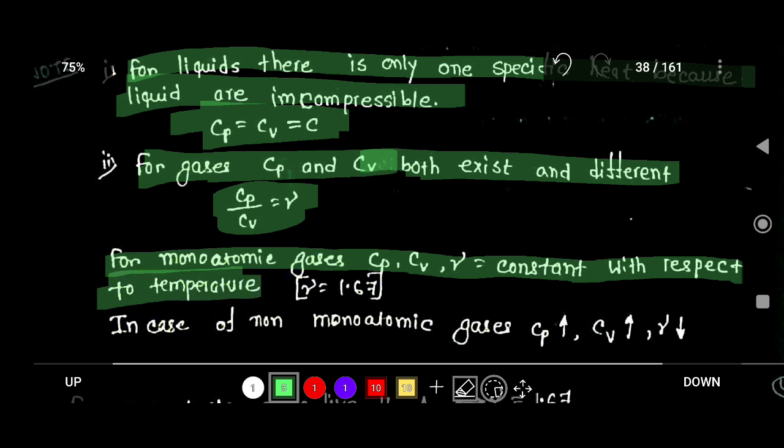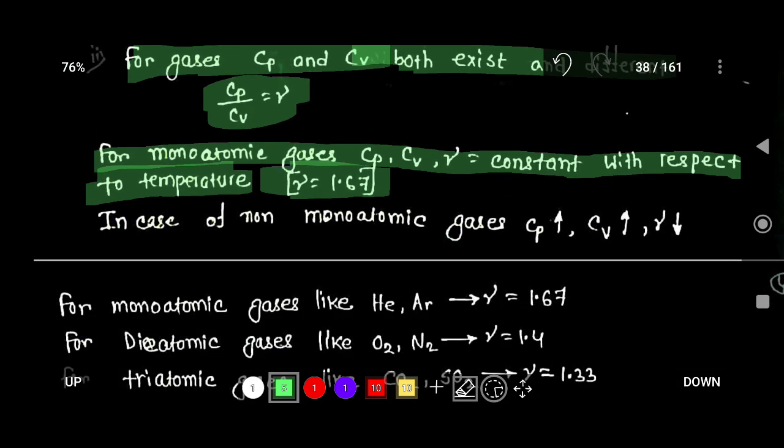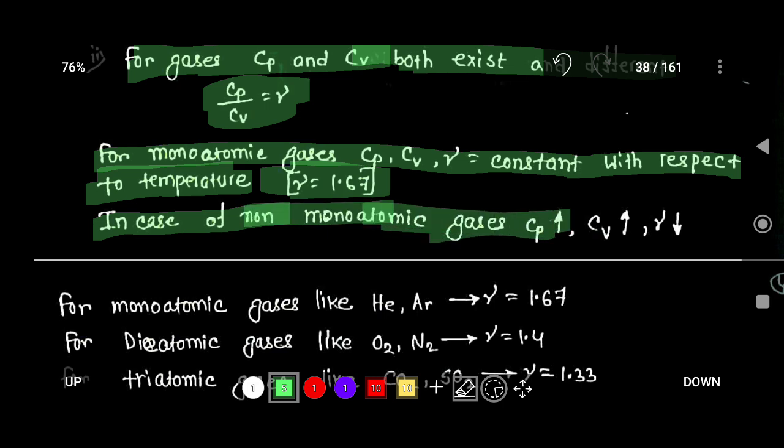For monoatomic gases, Cp, Cv and gamma are constant with respect to temperature. So gamma is equal to 1.67. In the case of non-monoatomic gases, Cp increases. If Cp increases and Cv increases, then gamma decreases.